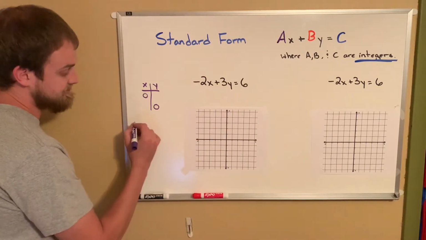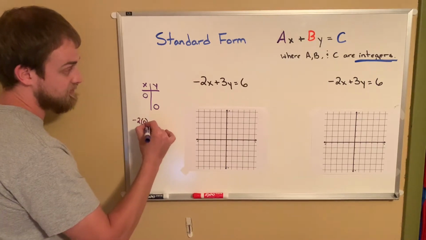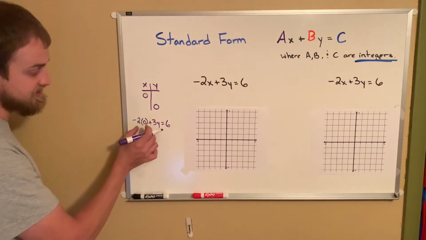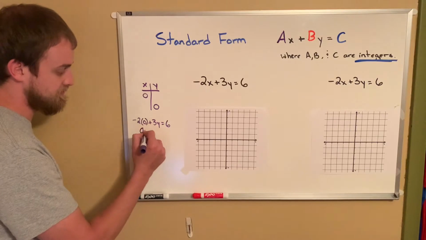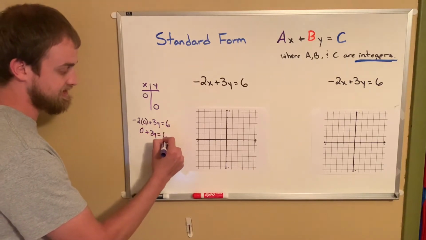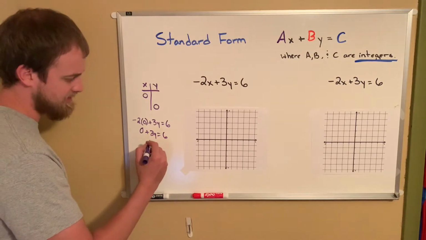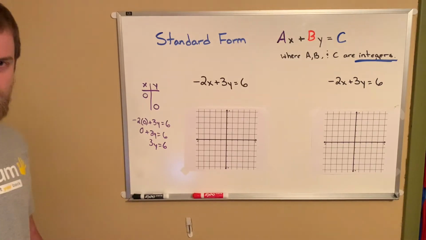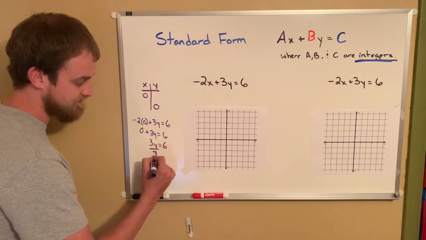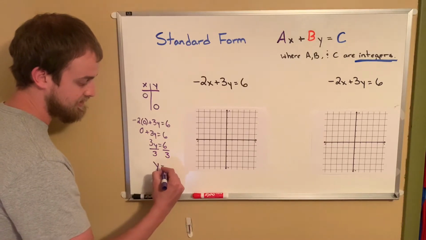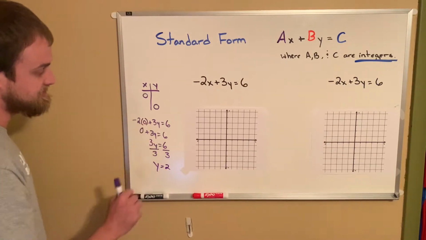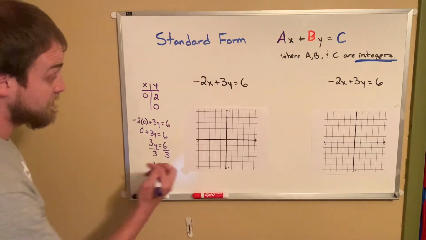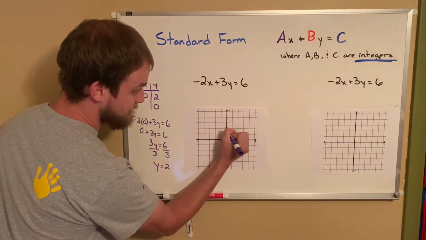Now, what if my x is 0? So it would be negative 2 times 0 plus 3y equals 6. Negative 2 times 0 just becomes 0, plus 3y equals 6. Well, 0 plus 3y is unnecessary, so I can just have 3y equals 6. How would I solve for y? This is 3 times y, so I divide by 3 on both sides and get y equals 2. So when my x value is 0, my y is 2. That gives me an ordered pair that I can graph. So 0, 2 would be right there on my graph.